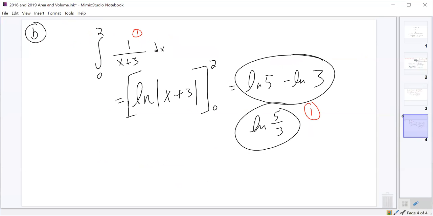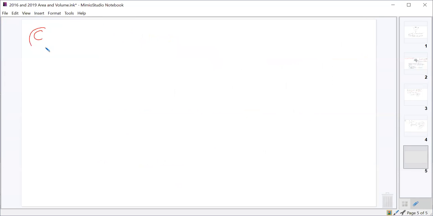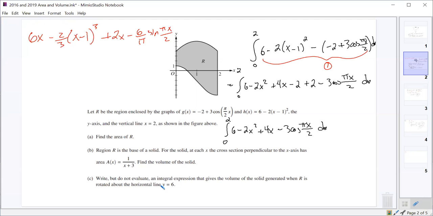So, all right, part C. Part C says we're going to take this thing and revolve it around y equals 6. And so if we want to find the volume of that, we just got to do the outer radius squared minus the inner radius squared and multiply it by pi and integrate from 0 to 2. So our outer radius should be the distance from 6 to the lower function. And like we said before, our lower function is this cosine function.